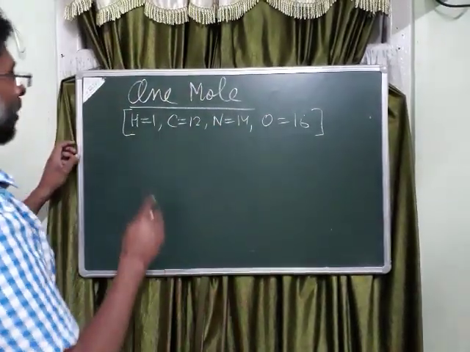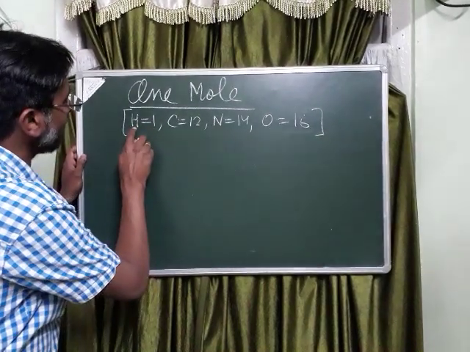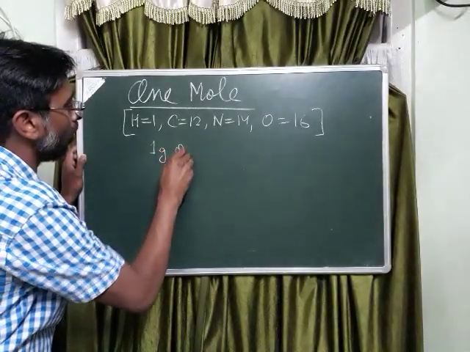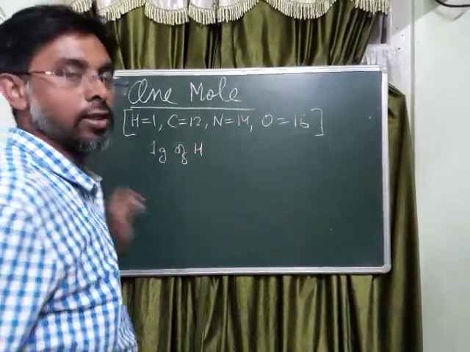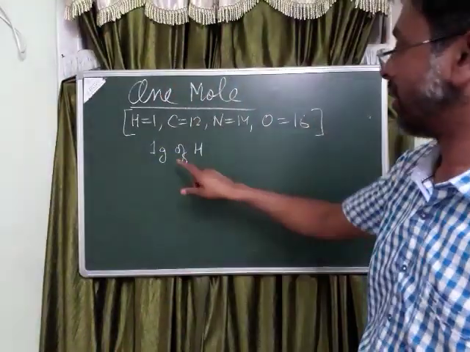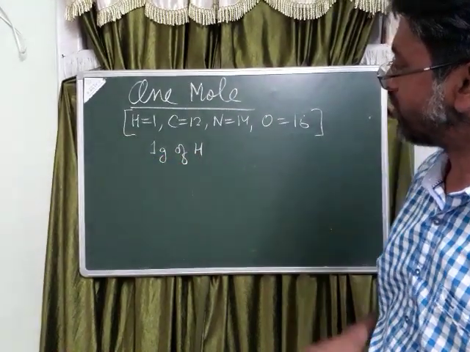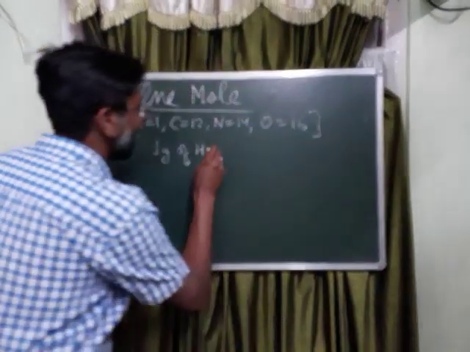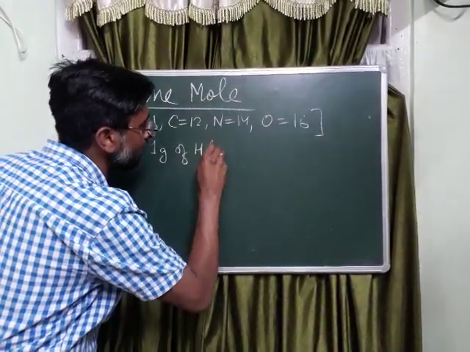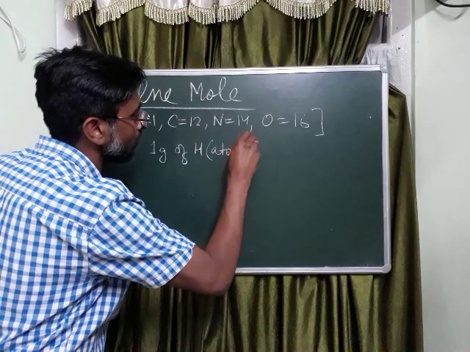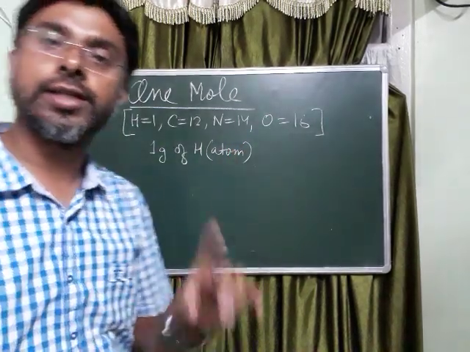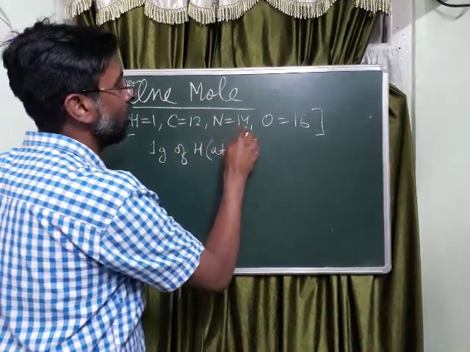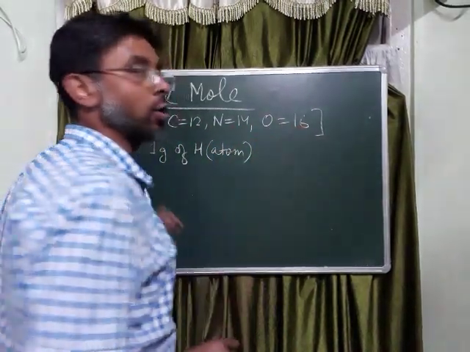Let us see. For example, if I take hydrogen 1, and write 1 gram of hydrogen, this hydrogen I have written only as H, which means it is an atom. This hydrogen is an atom. 1 gram of hydrogen, it is an atom. That's why these numbers are called atomic weights or atomic masses.